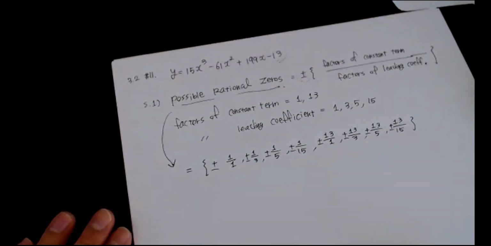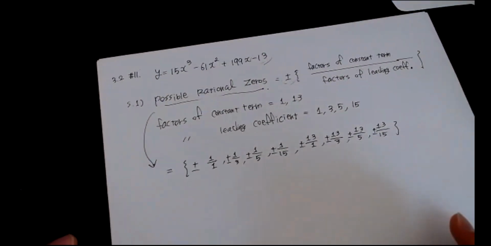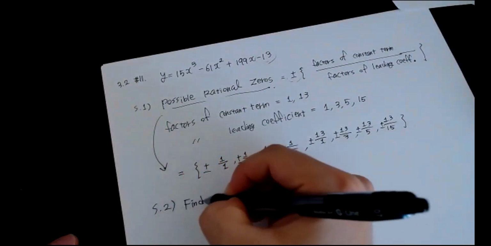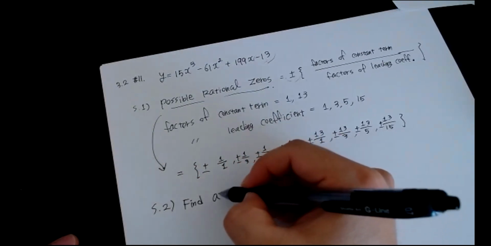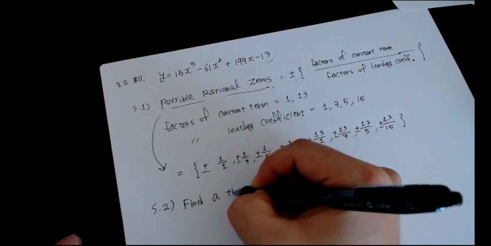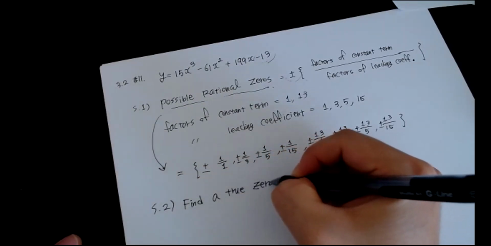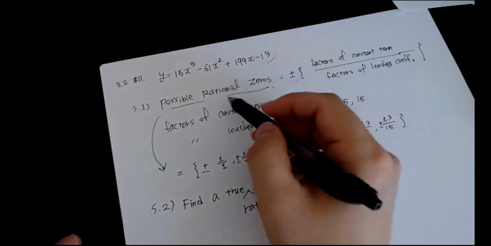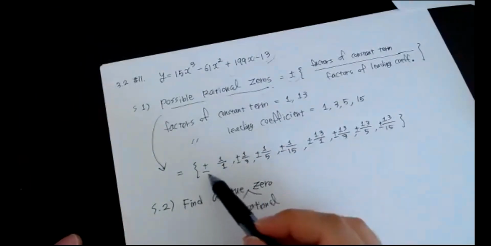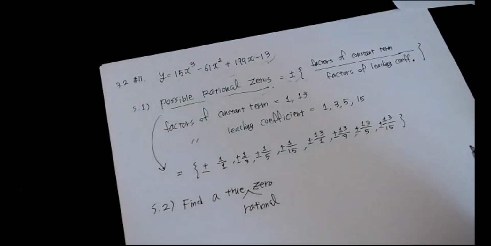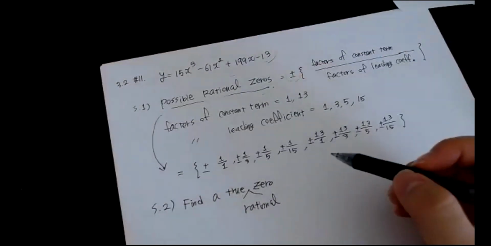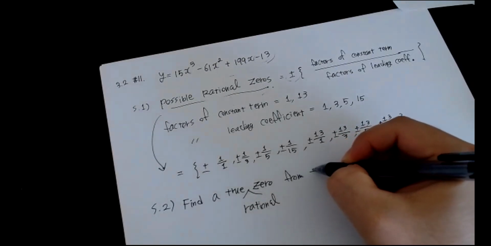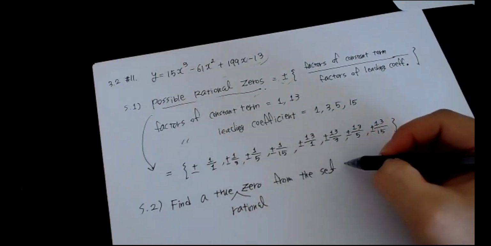Okay, let's see. All right. Step 2 is to find a true rational zero. Rational means all the numbers are rational numbers. That's why they're called possible rational zeros. And then we're going to find the true rational zero from the set of possible rational zeros.